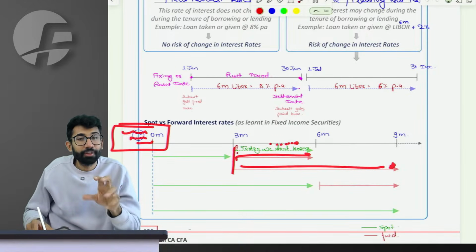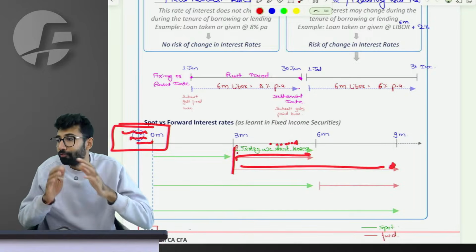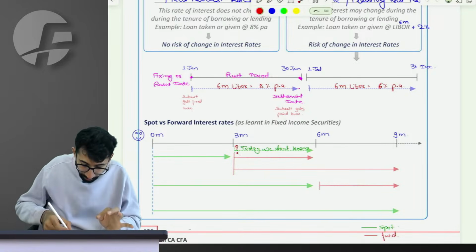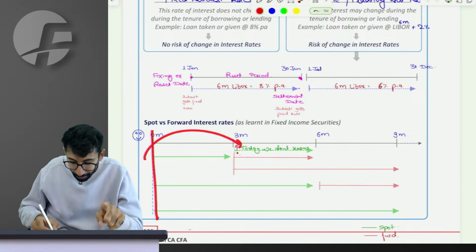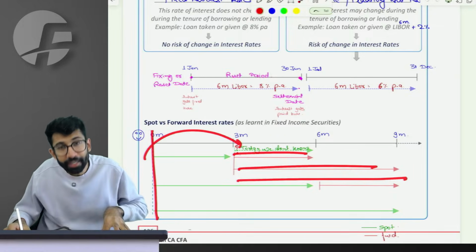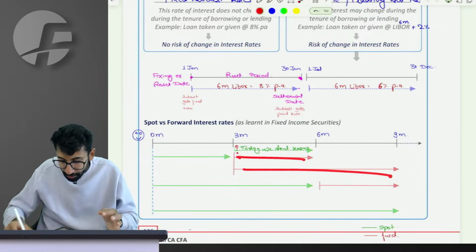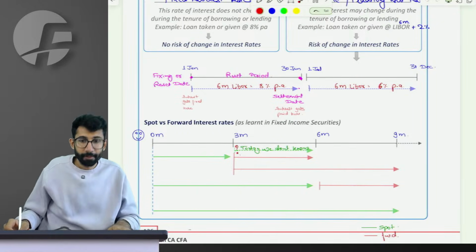And the agreement that we have entered into, me and the bank, is called a forward rate agreement. So in short, the rate applicable to today's lending borrowing is a spot rate. The rate applicable to a future lending borrowing, decided today, agreed upon today, is a forward rate. Both spot and forward, for different maturities, have different rates of interest, right?